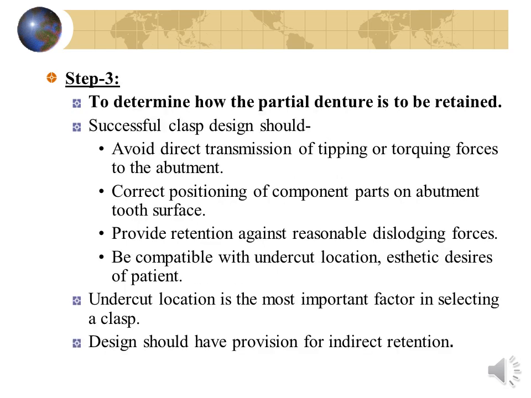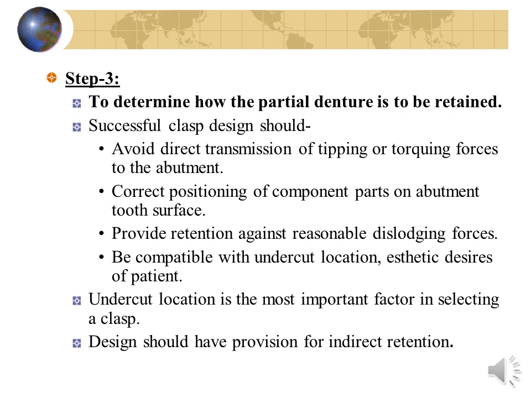Now, the third step is to determine how the removable partial denture is to be retained. The retention must be sufficient to resist reasonable dislodging forces. Retention is accomplished by mechanical retaining elements, that is clasps, being placed on the abutment teeth and by intimate relationship of the denture bases and major connectors with the underlying tissue.